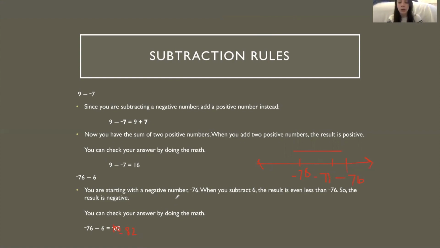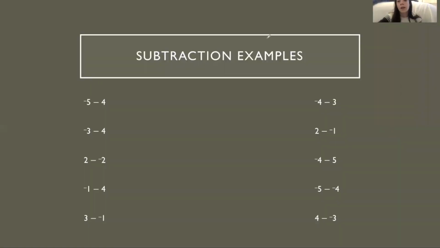So subtraction is a little more confusing. It's not necessarily about which number is greater, which higher number has the sign. It's more about which number you start with. So when you start with a positive, your number is going to be positive. When you start with a negative, your number is going to be negative. Okay, so now we're going to go into some subtraction examples.